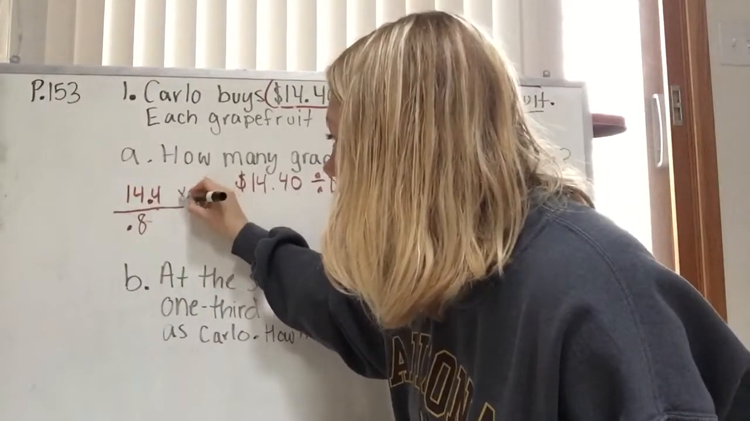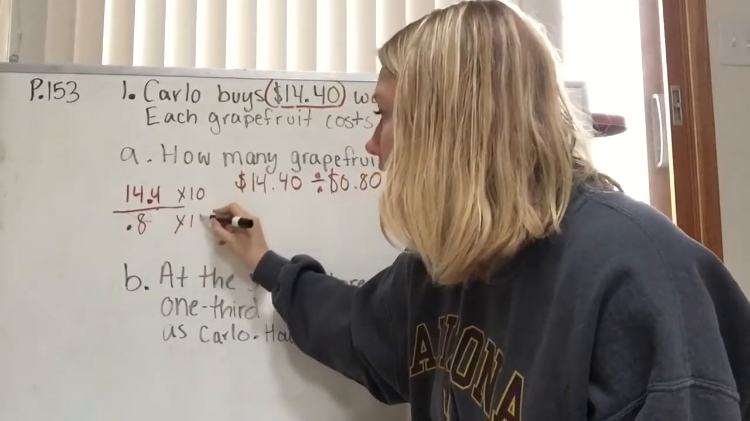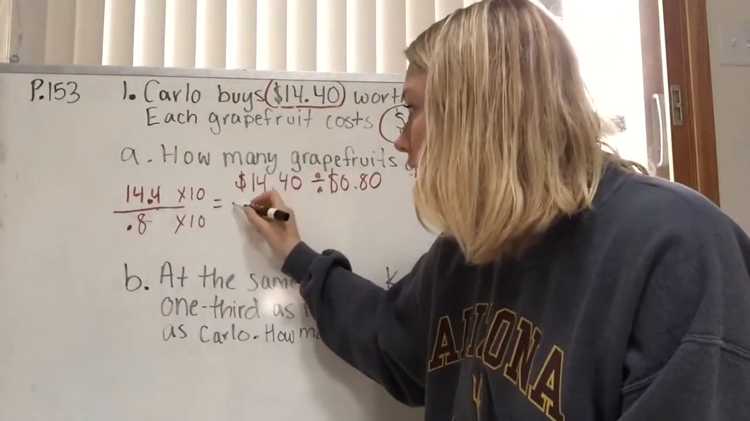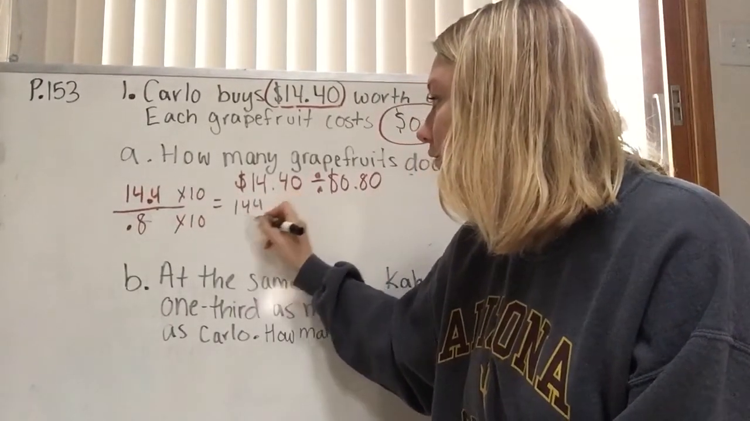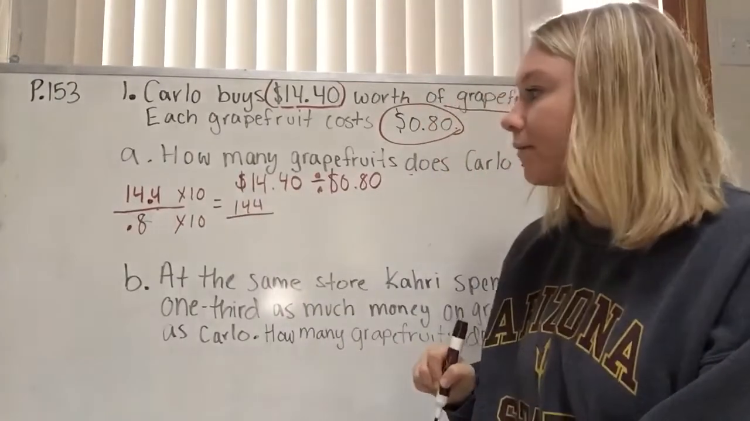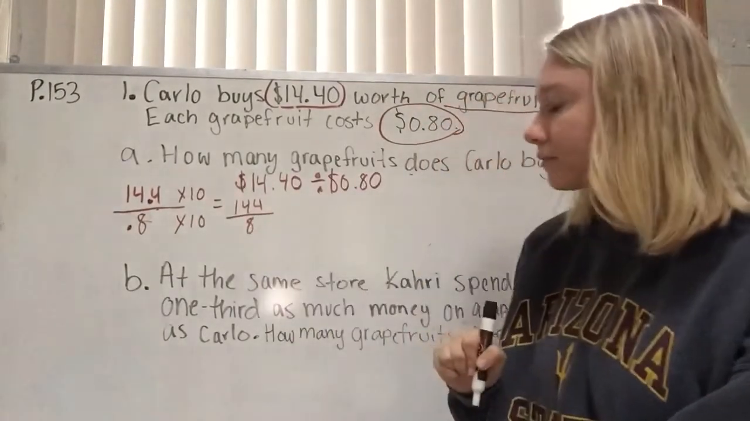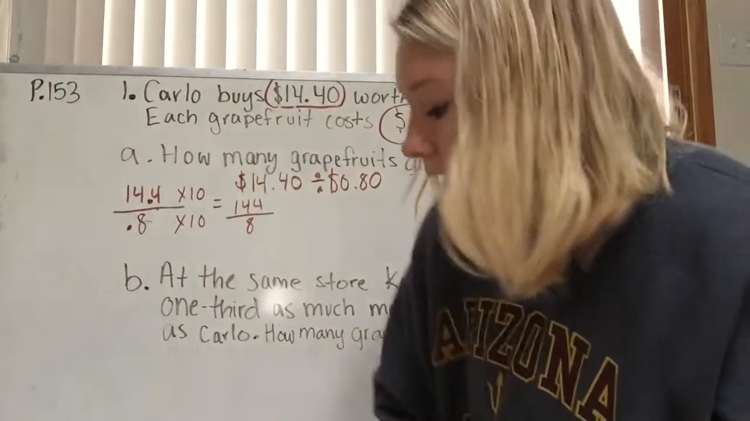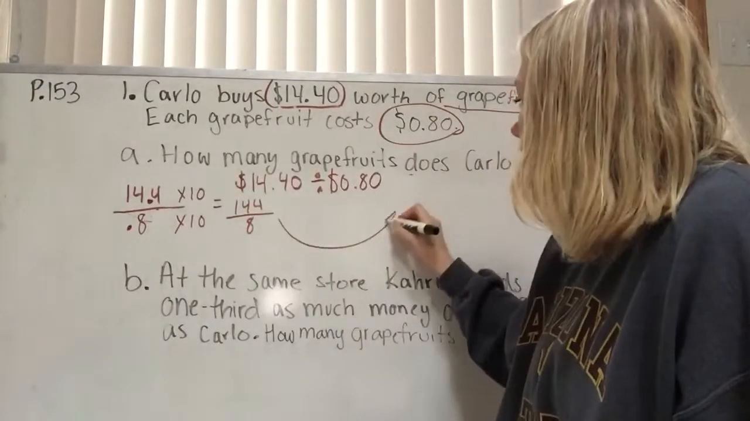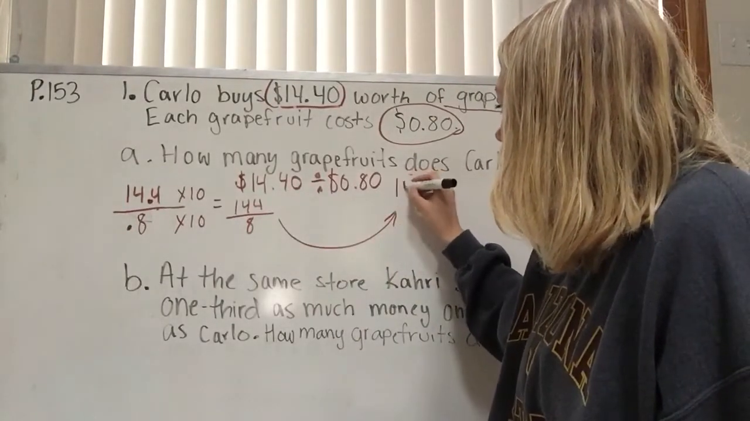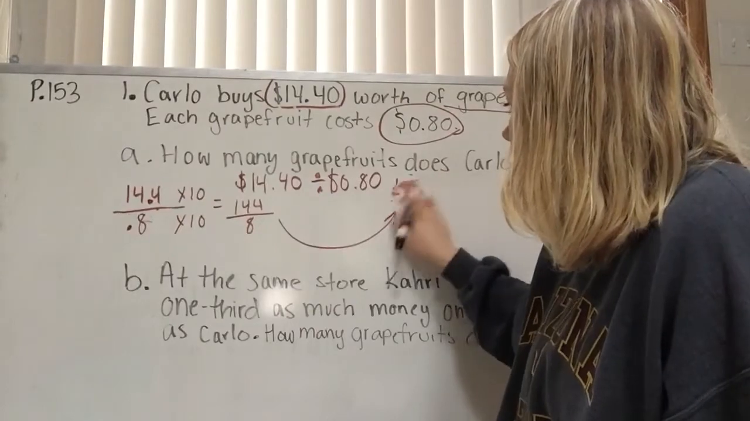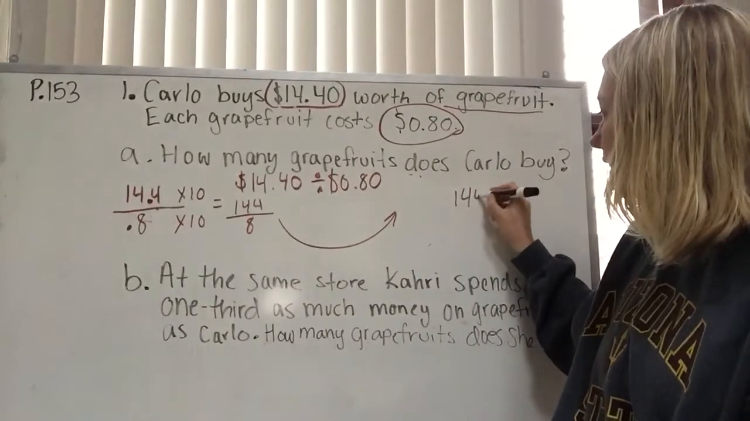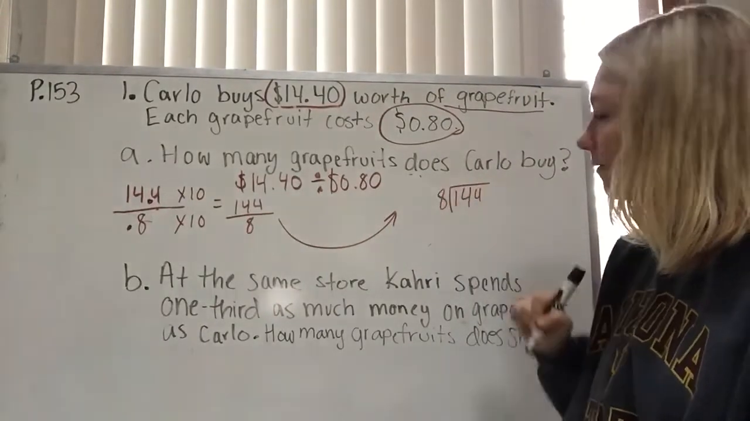So times 10, times 10, and that's going to move the decimals over one time, and I'm going to get 144 divided by 8. So now I know that simplifies, so I'm going to whoop over here, 144, oh, that's not going to be enough room. I'm going to do 144 divided by 8.